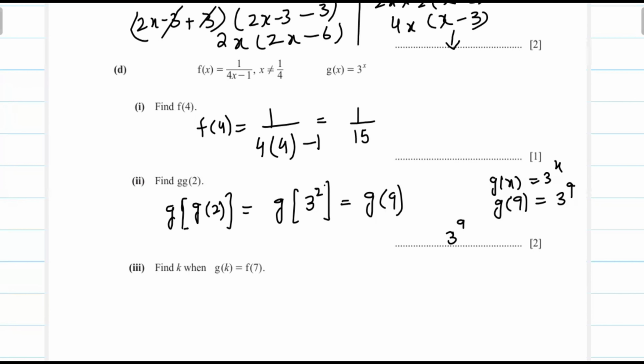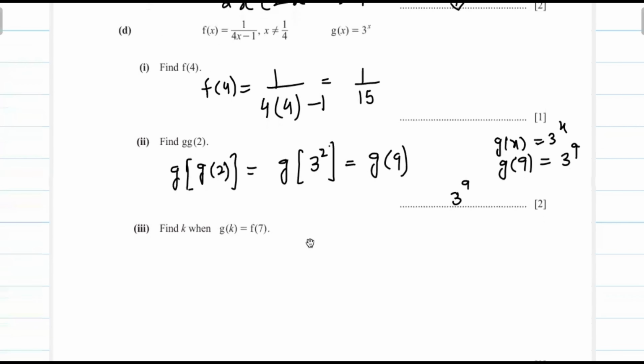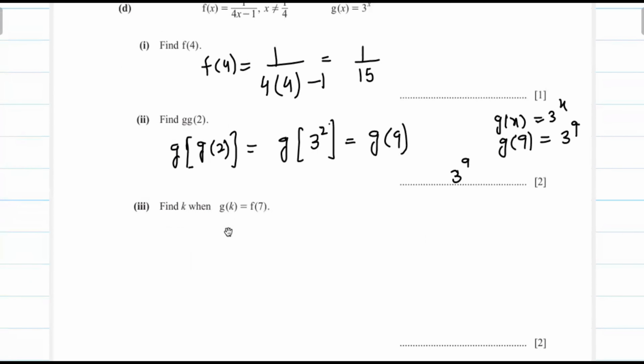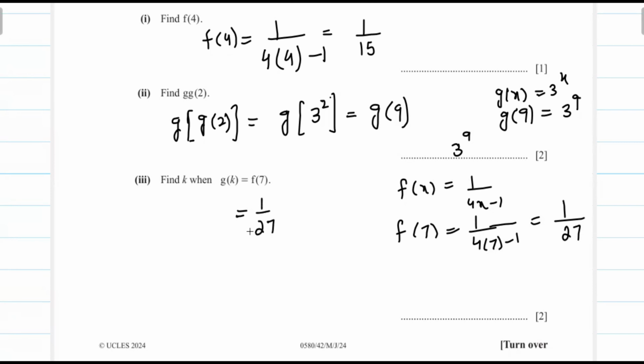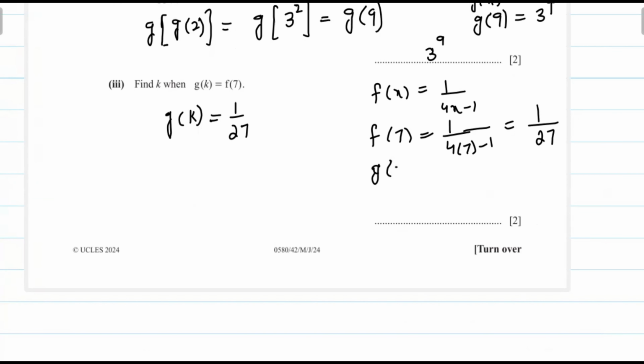Next is the third part: g of k is equal to f of 7. Find k. Look here, f of x equal to 1 over 4x minus 1. Therefore, f of 7 will be equal to 1 over 4 into 7 minus 1, and this will be equal to 1 over 27. G of x equal to 3 power x. Therefore, g of k will be equal to 3 power k.